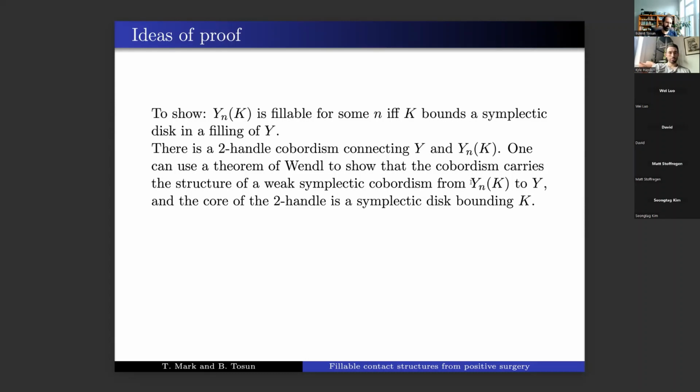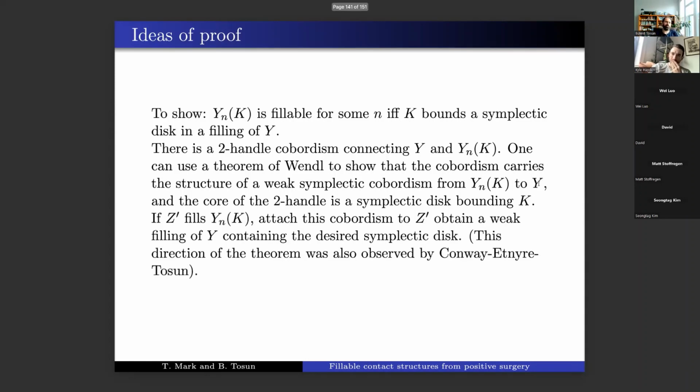Okay, so if you have a weak cobordism from Y_n to Y, and you have a weak filling of Y_n, you can glue those things together. So you put the weak filling onto Y_n, then you attach this cobordism back to Y, so that gives you a filling of Y. And the core of that two-handle that we started off with is obviously symplectic in the construction of Wendl, and it bounds the knot. I mean, that's what a surgery cobordism does. It's a disc attached to your knot. This direction was more or less shown in some earlier work of Baldwin, Conway, and Etnyre. So I mentioned that.